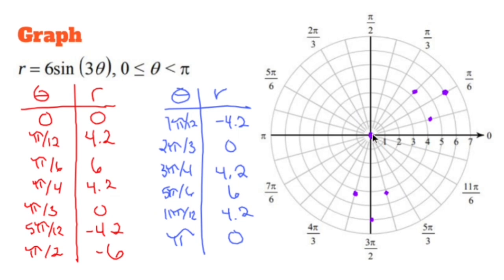2 pi over 3 is going to be 0. So again, I'm repeating myself. 5 pi, or no, I missed one. 3/4 of a pi is going to be 4.2 in the positive range. And so where was 4? There was 4, 3/4 of a pi, 4.2. Then 5 pi over 6 is going to be 6. And then 11 pi over 12 is going to be 4.2. And back to 0, not that it even matters.